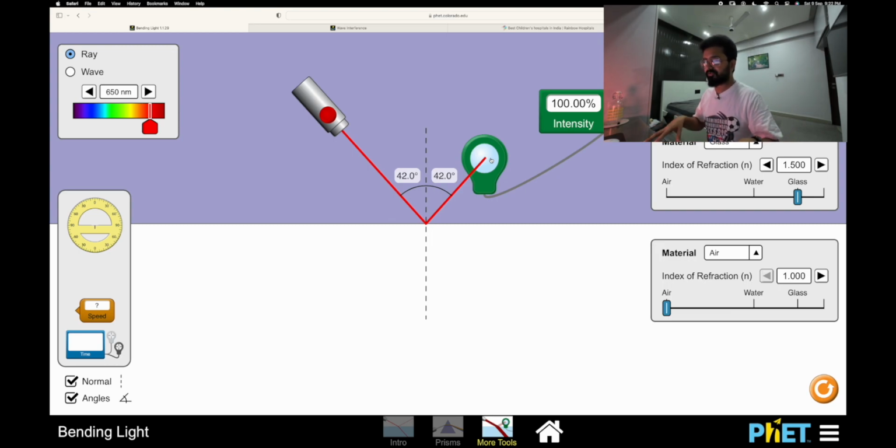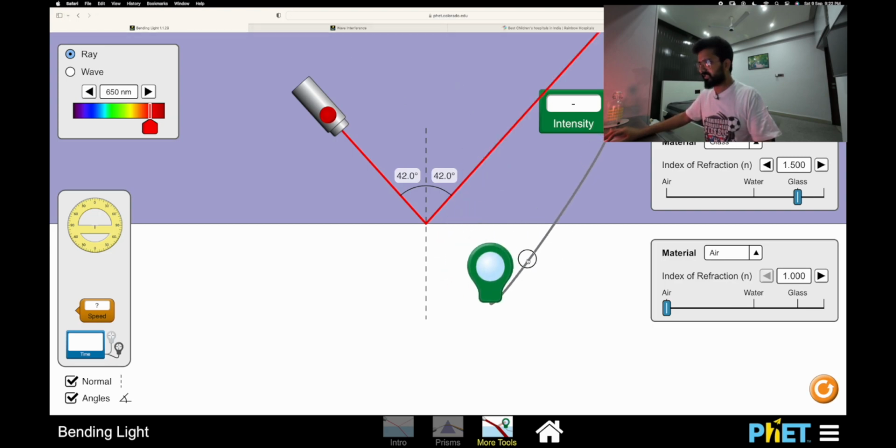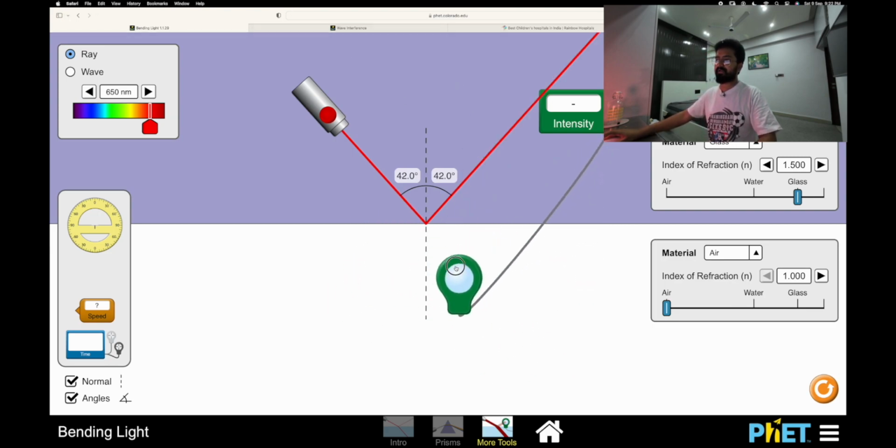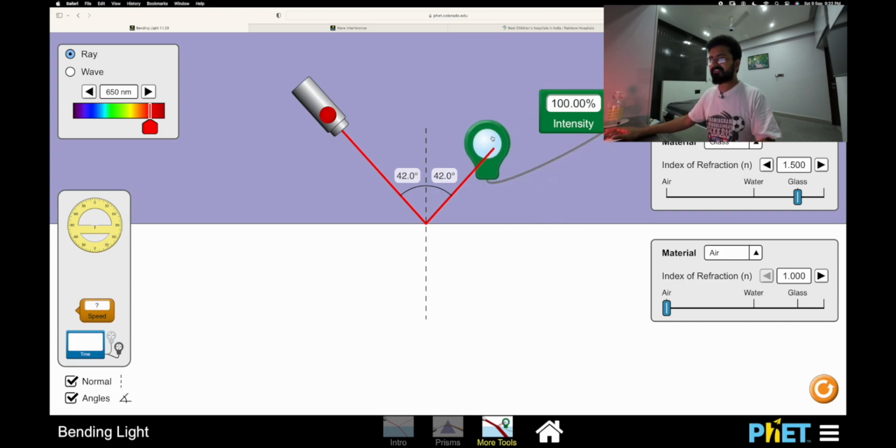But what is total internal reflection? Total internal reflection is a phenomenon by which all the incident ray reflects back into the same medium. You can see it's moving from glass to air. None of the ray is in air. Look at this, none of the ray is in air. All the ray is reflecting back. And this phenomenon, we call it total internal reflection.